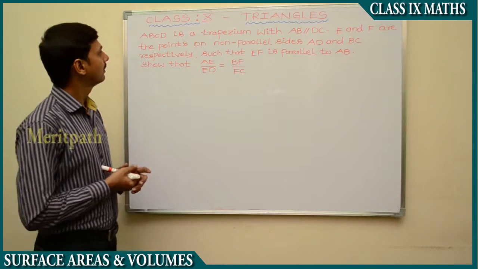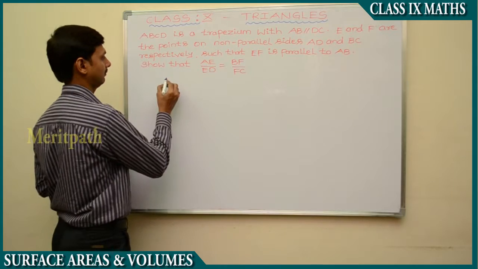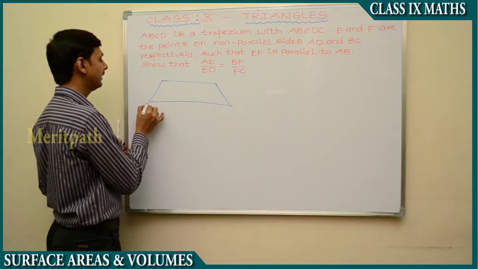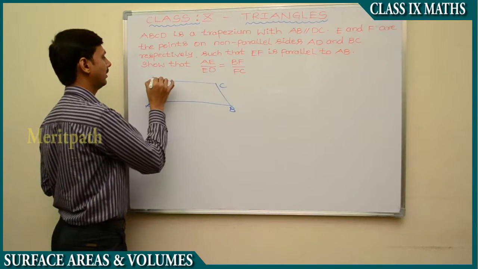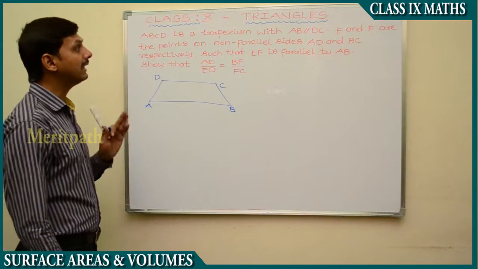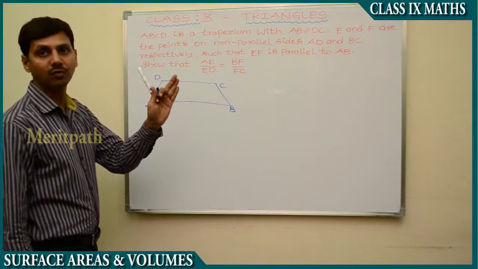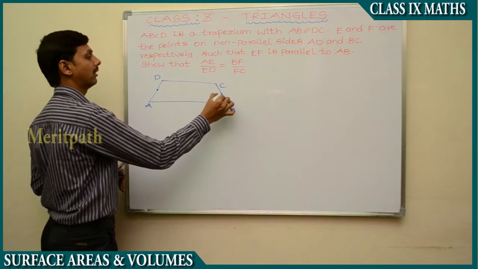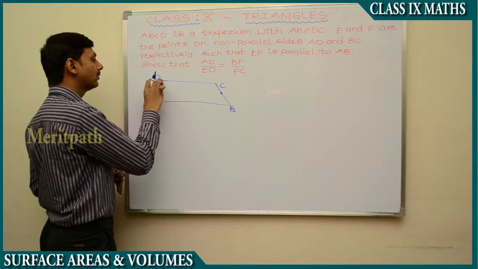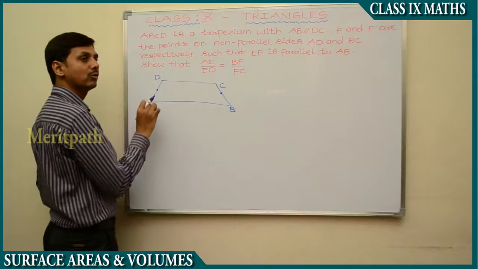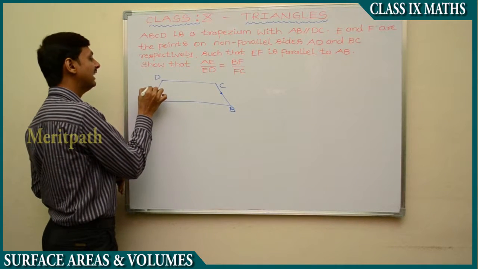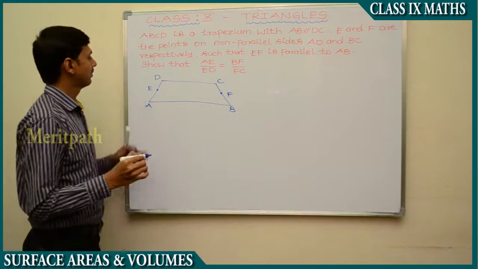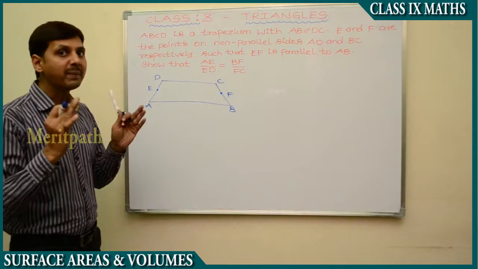Let's recall again. ABCD is a trapezium, and E and F are the points on the non-parallel sides AD and BC respectively. So E and F are on the non-parallel sides. This is E and F respectively, and this is C. So E and F are on the non-parallel sides of the trapezium.